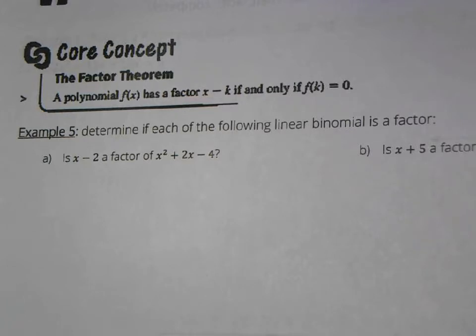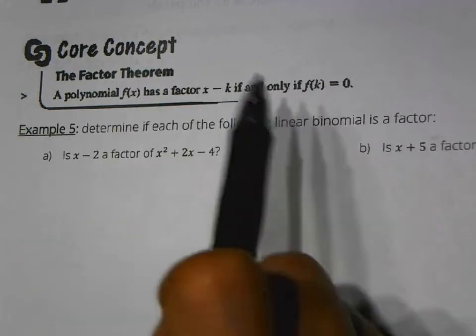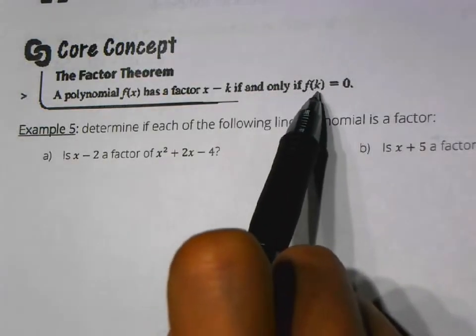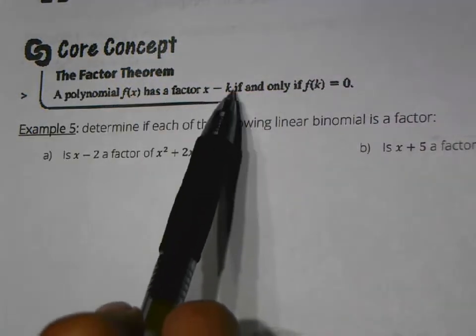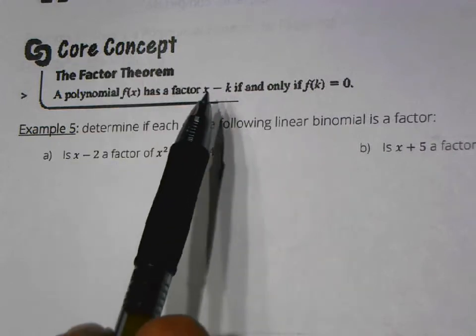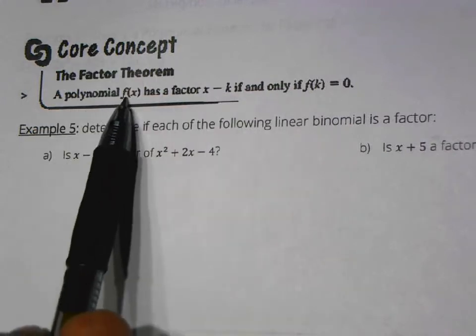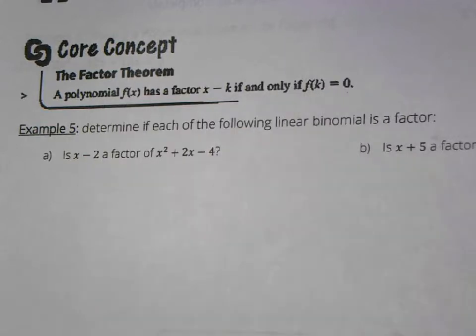However, there is a thing called the factor theorem. And the factor theorem tells us that a polynomial f of x has a factor of x minus k if and only if f of k is equal to 0. Meaning, if you were to take this factor, make it equal to 0, solve for x, whatever x value is, when you plug it into f of x, the polynomial, if it gets a 0, then it is a factor.